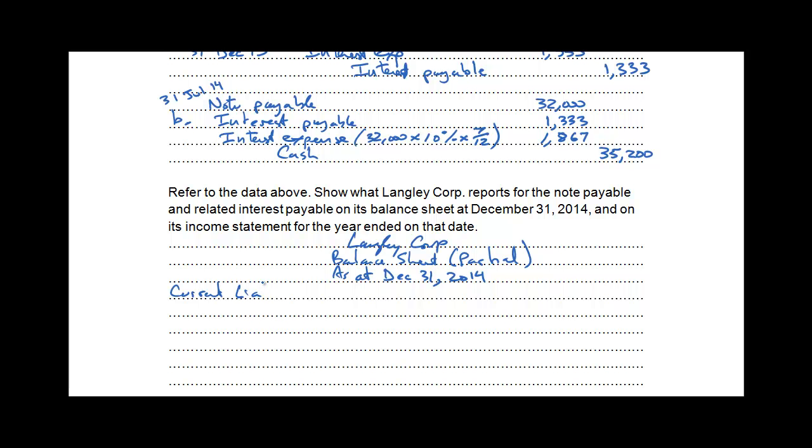Current liabilities, and then we have AP and whatever other stuff, and then all the way down to note payable, right? $32,000 and interest payable, and at that time we had interest payable of $1,333.33.